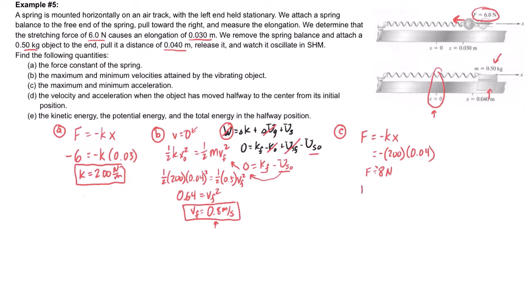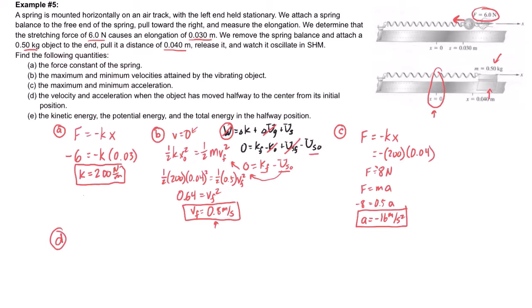Now, we know that F equals ma, so therefore, if the force is negative 8, the mass is 0.5, we should then be able to calculate the acceleration, which will be negative 16 meters per second squared. And negative just means it to the left, and that should make sense. If we pull the spring over to the right, then the acceleration should be towards the left. All right, sweet. Now we move on to letter D.